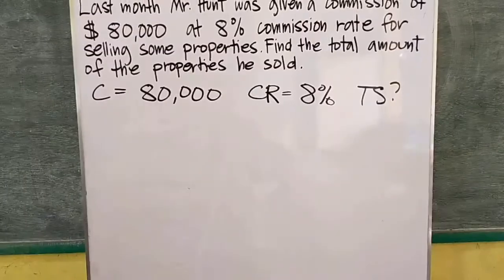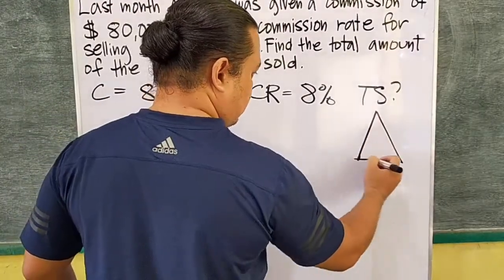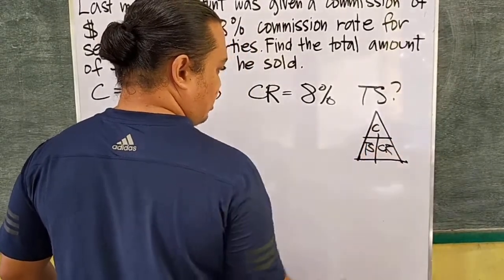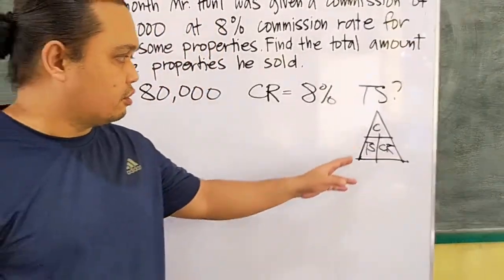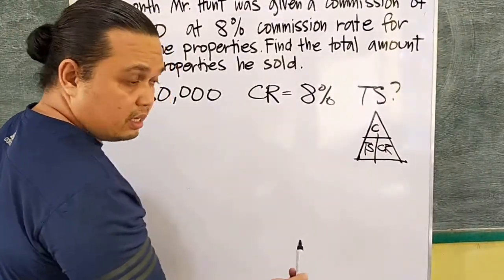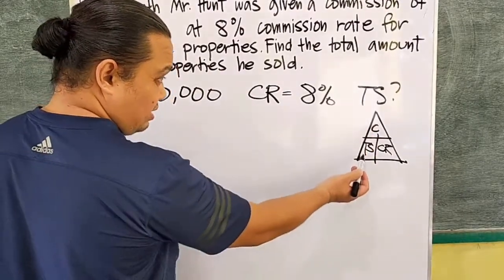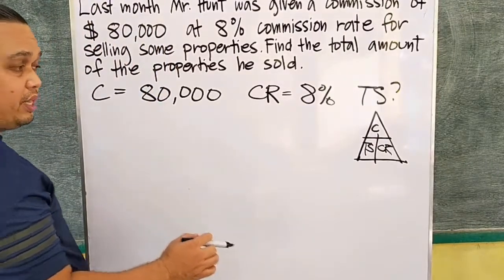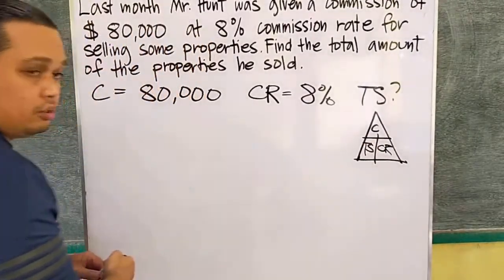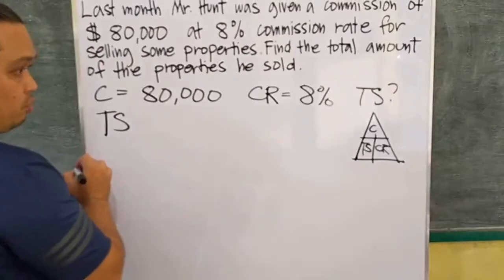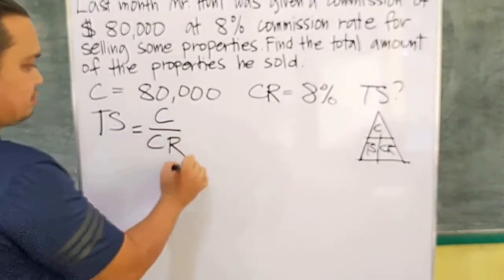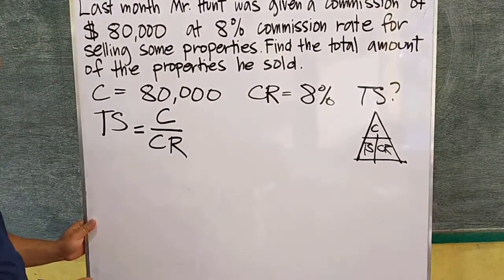Now using the Tekans triangle, we're going to write it here. Commission is TS times CR. C for commission, TS for total sales, while CR is commission rate. Now, if we are looking for the TS or the total sales, our formula will be C over CR, or commission divided by commission rate. So TS, total sales, is equal to commission over commission rate. That will be our formula or solution.